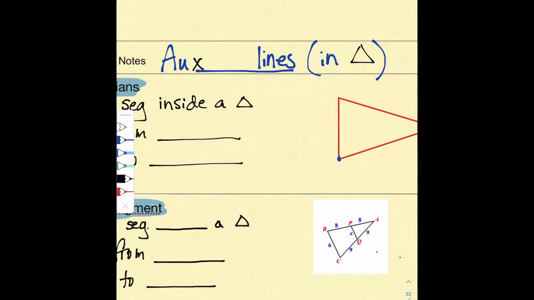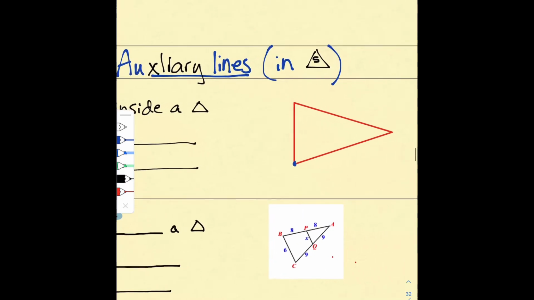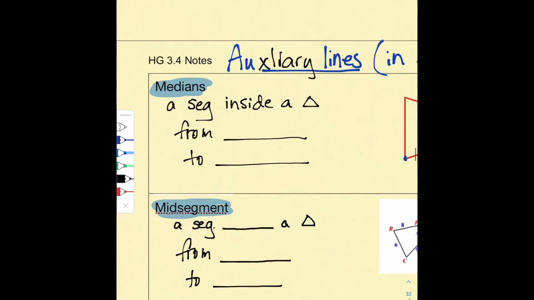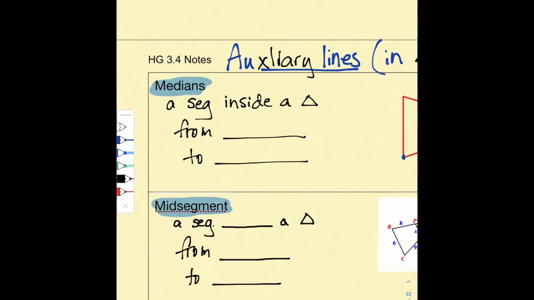Auxiliary lines. What does it mean to be auxiliary? Auxiliary means to help out. So these are lines which are going to help us in making proofs. Sometimes we need to draw them, sometimes they're drawn for us. So there's 3 types. Actually, I think there's 4, but we'll only talk about 3.